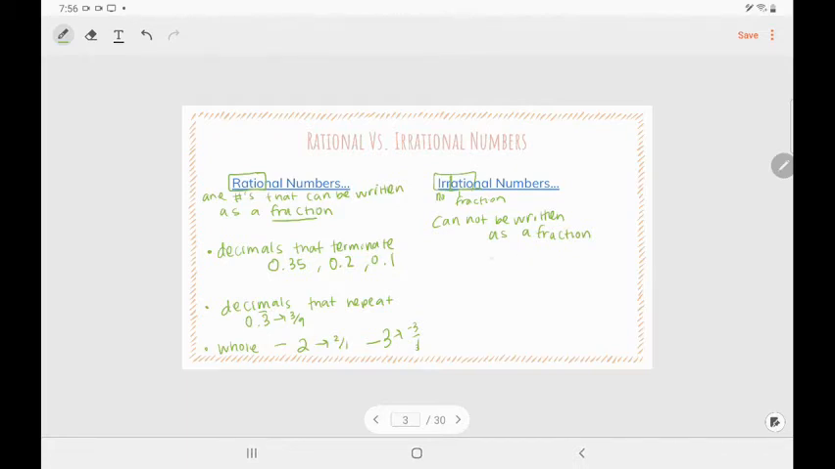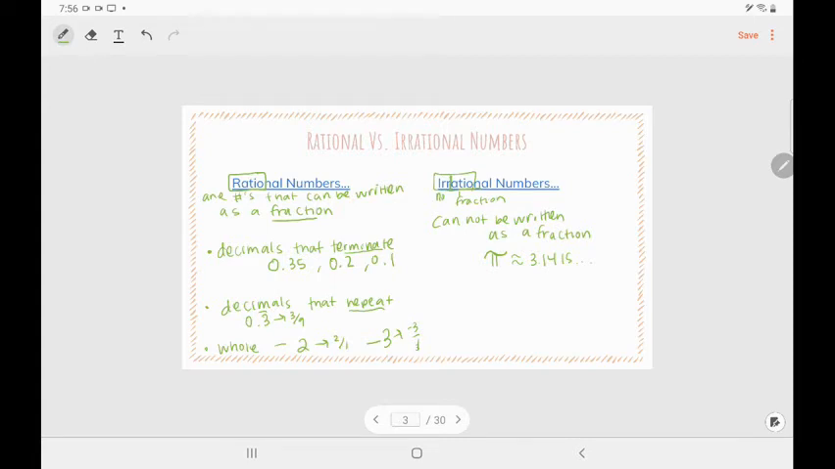Now let's talk about some things that are not rational, or irrational, things that cannot be written as a fraction. One thing that cannot be written as a fraction, and our most common irrational number, is the number pi. Remember, pi is written as 3.1415, and it continues on. Because it does not terminate and because it does not repeat, that decimal cannot be written as a fraction.